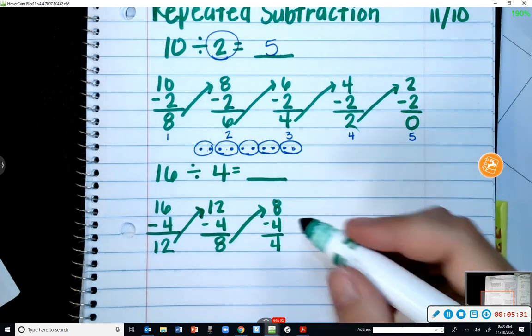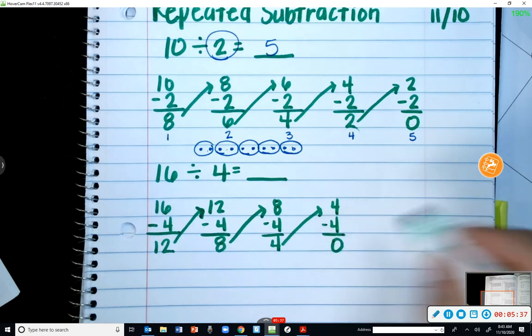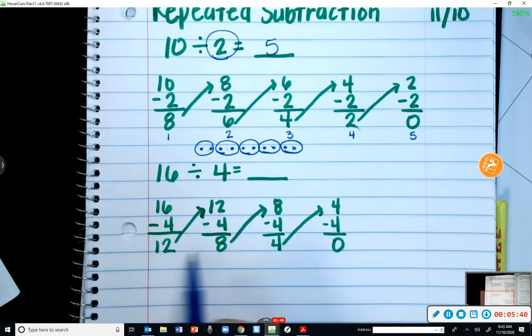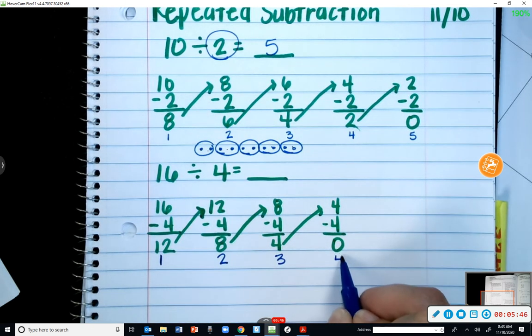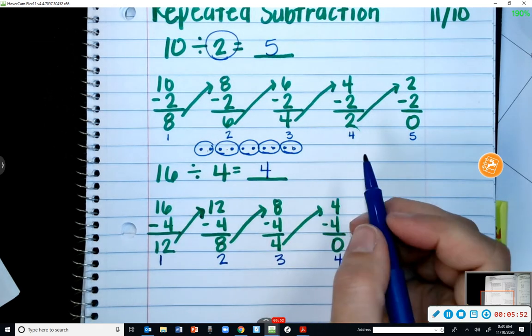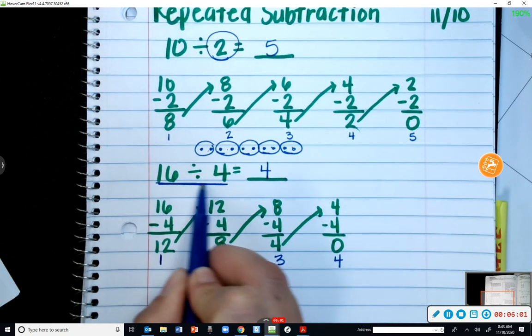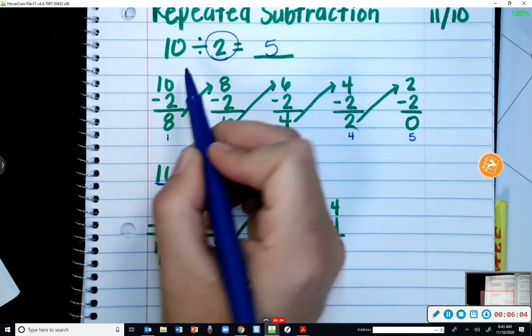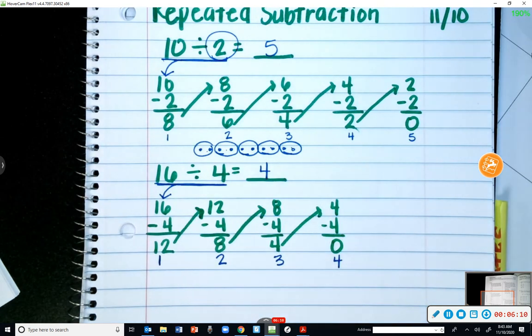No. Nope, gotta keep going. 4 minus 4 is 0. Now we can stop. And to get your answer, we count the number of times we subtracted. There's 1, 2, 3, 4. So 16 divided by 4 equals 4. Okay? So think of this as your first subtraction problem. That's what we started with. 10 divided by 2, so we need to start with 10 minus 2. And then we keep subtracting until we have nothing left.